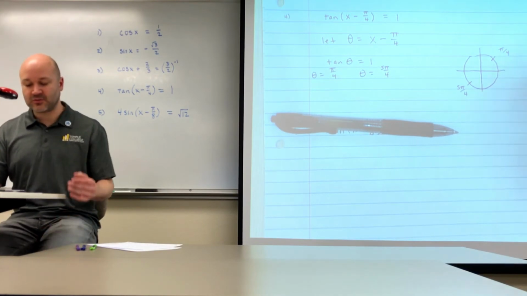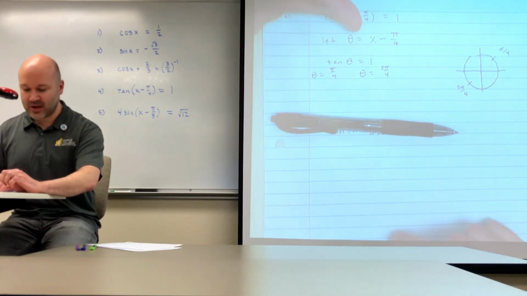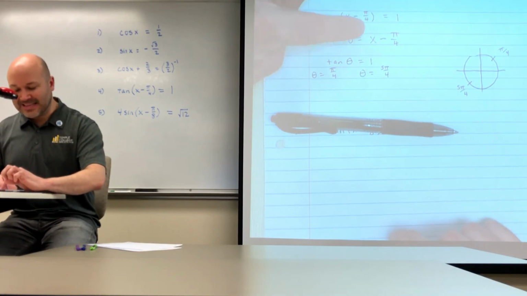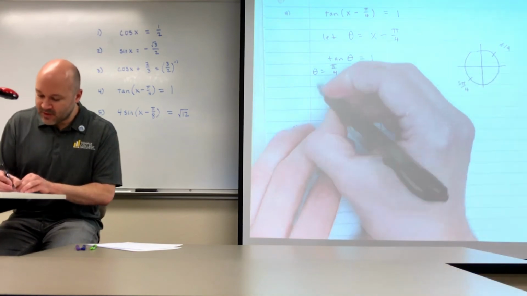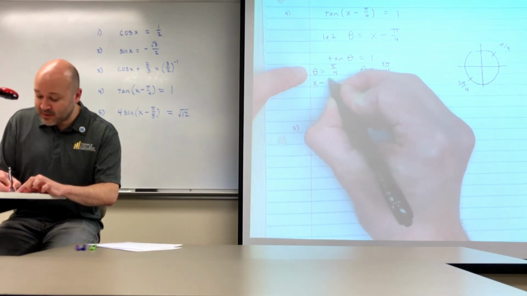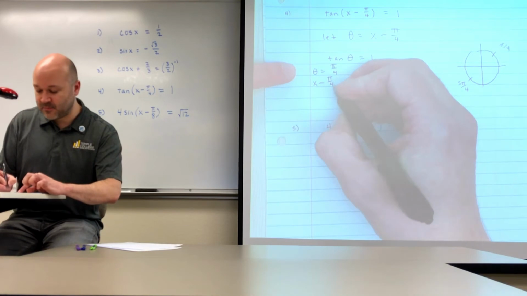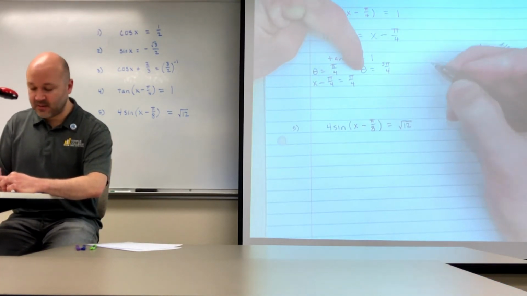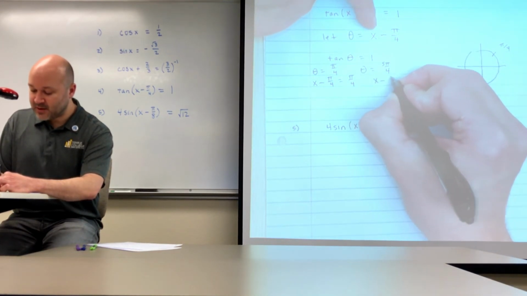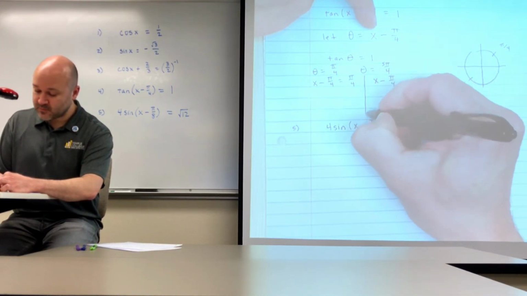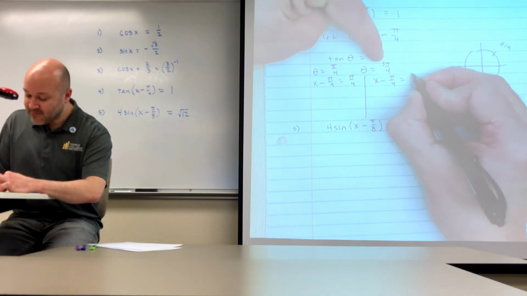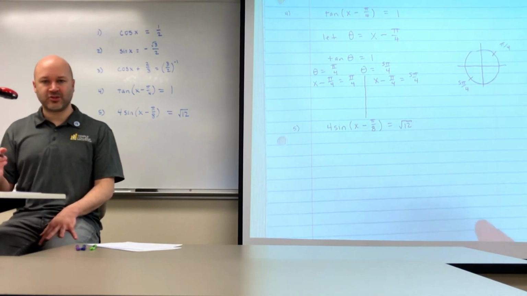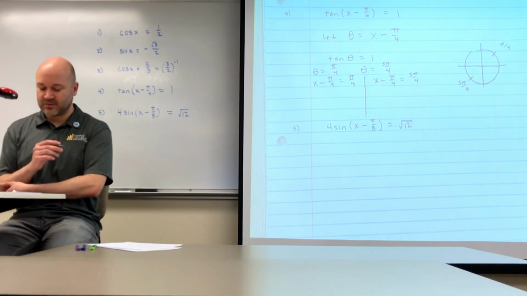So what I'm going to do now is go back to my equation, my relationship between theta and x, and say, okay, theta is x minus pi fourths. So I have, on the left-hand side, x minus pi fourths in place of theta is equal to pi fourths. And again, with theta as x minus pi fourths, equals 5 pi fourths. So I've created two equations, and I'm going to solve both equations.